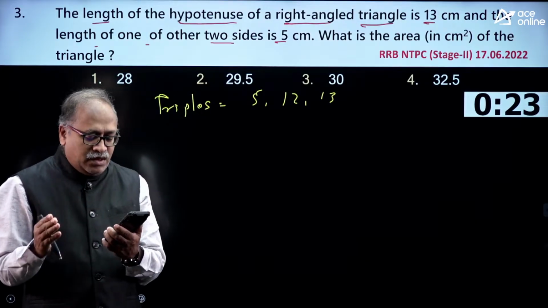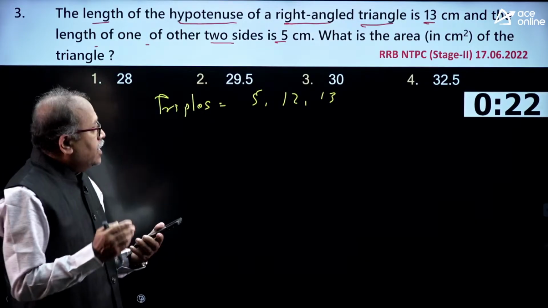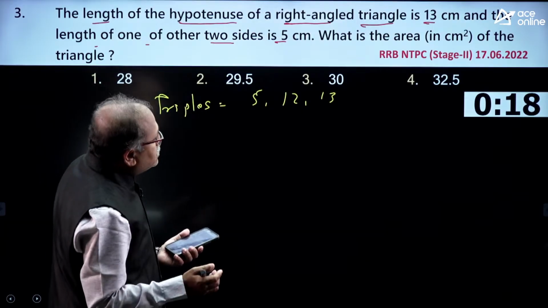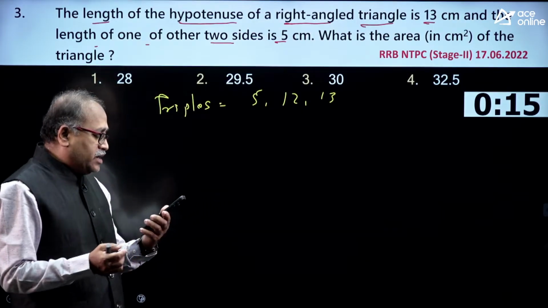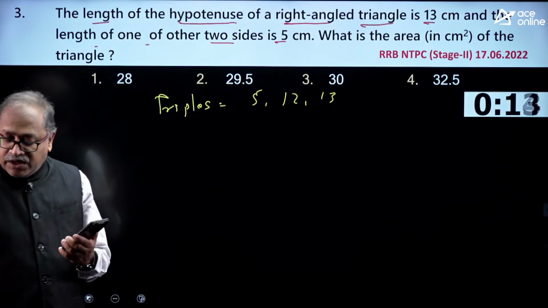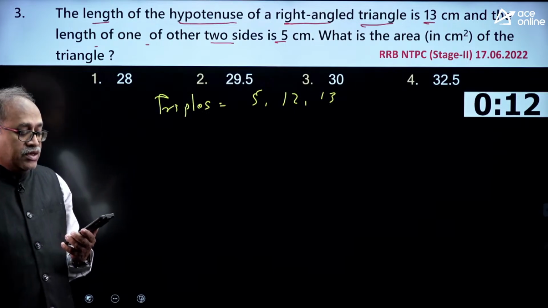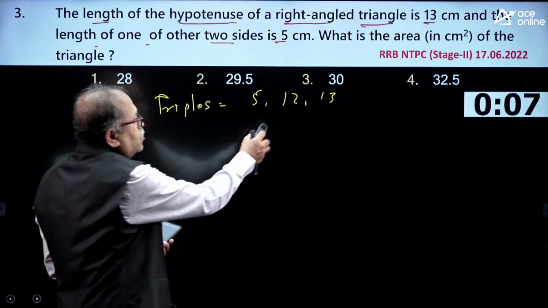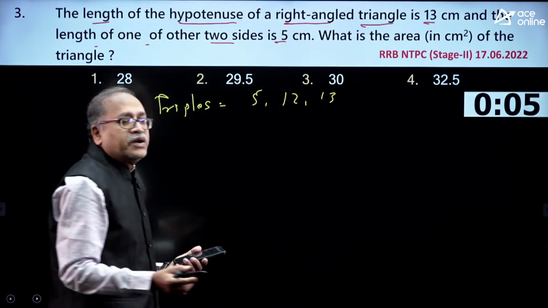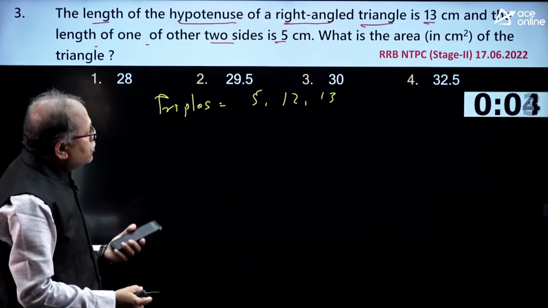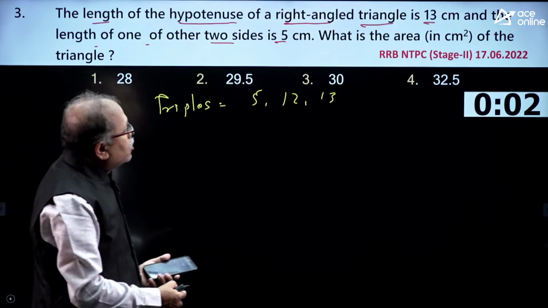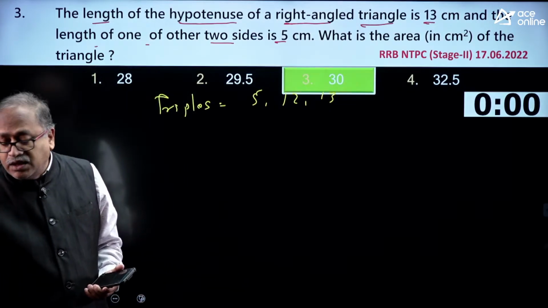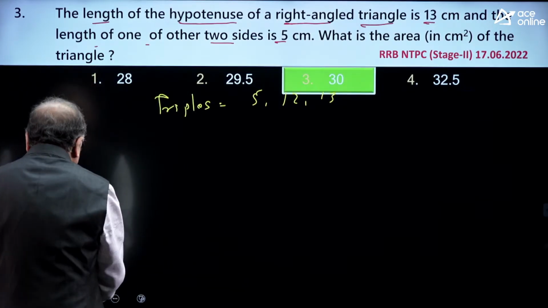So M has answered the question and he says the answer is 30. So answer is 30. Shall I check your answer? Still 15 seconds. But the moment you find out the triplets, the rest is very simple. Let me check your answer. 30 is correct or not. Option choice 3 is correct. That's right. Beautifully answered.